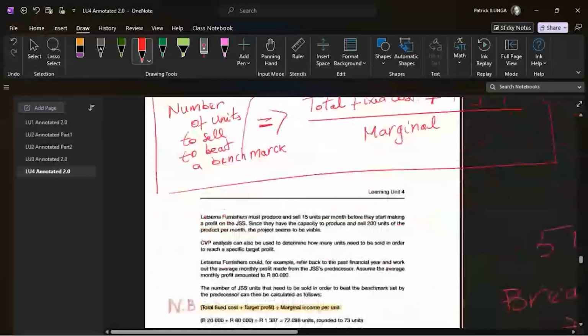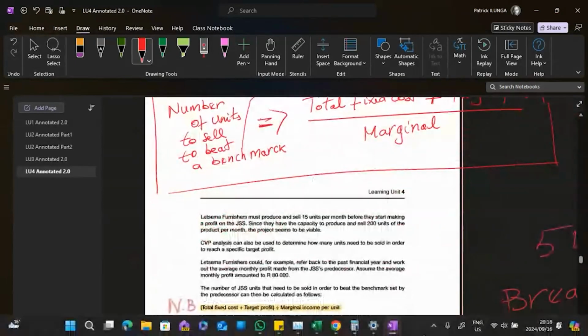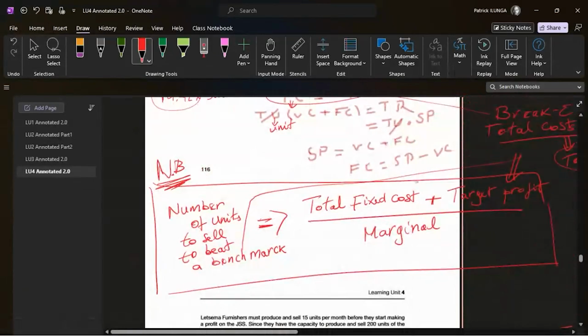Another thing for the CVP, the last one, is this part. They can give you now a target to say, what about you need to get maybe to 80,000 for the month? How many units do you need to sell to reach a target of 80,000 profit for the month?